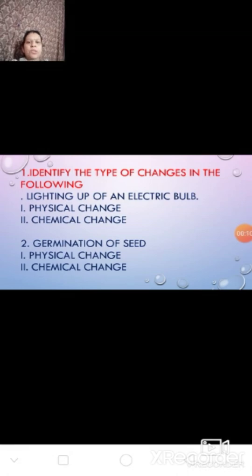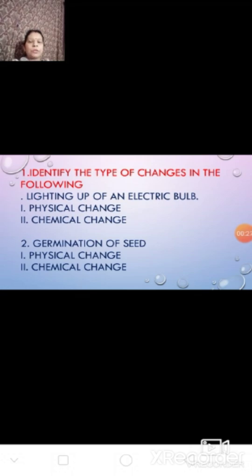Good morning, children. This is your science period, and today we are just doing the final revision of the chapters that are going to come for your exam. So, this is question number 1. Identify the type of the changes in the following. Number 1, lighting up of an electric bulb. So, children, here you have to find out whether it is a physical change or a chemical change.